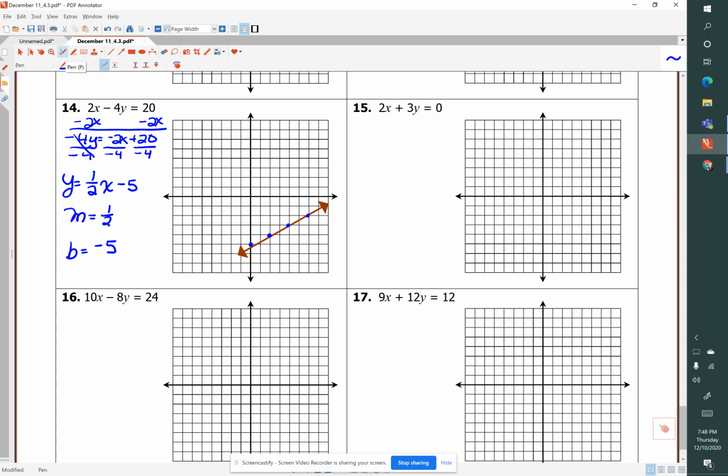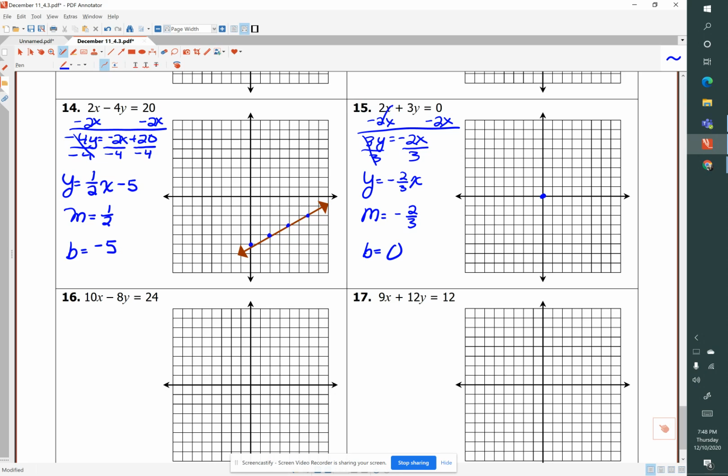On number 15, we'll subtract 2x from each side to give us 3y equals negative 2x. And we don't have to write plus 0. It's just y equals negative 2x. Now we divide both sides by 3. And we have y equals negative 2/3 x. So the slope is negative 2/3. The y-intercept is 0. So here's our 0.